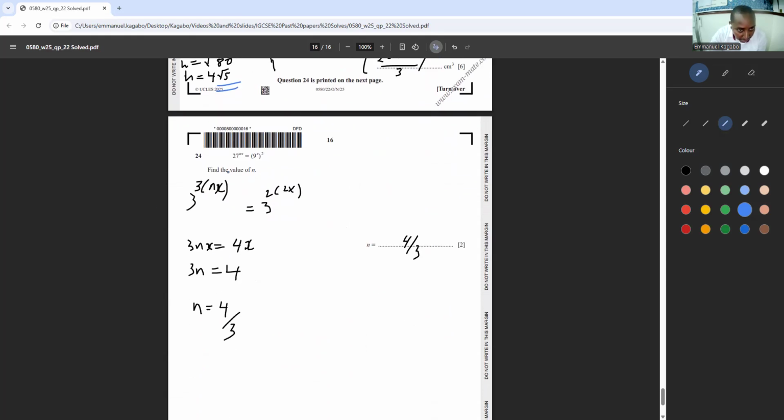Question 24. This is again about indices. 27 power nx equals 9 power x squared. Express everything to the same base. I put all of them to base 3. 27 is 3 power 3, bracket nx. And here, 9 is 3 squared, bracket that. Now, if the bases are equal, powers are going to be equal. So get this one and equate it to this. I'll get 3nx equals 4x. x cancels out with x, so 3n equals 4. Then divide by 3, n will be equal to 4 over 3.